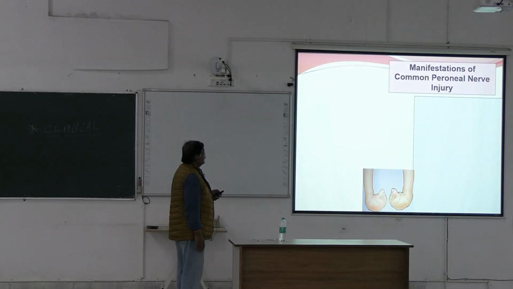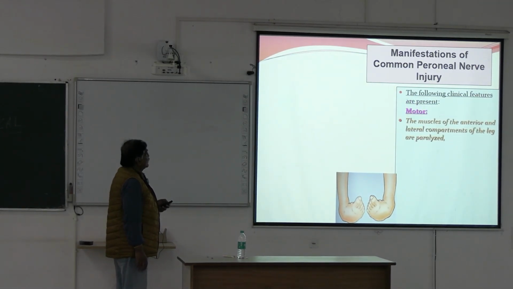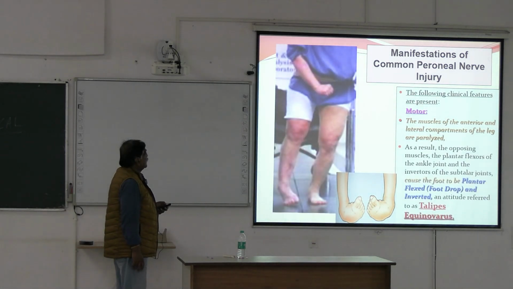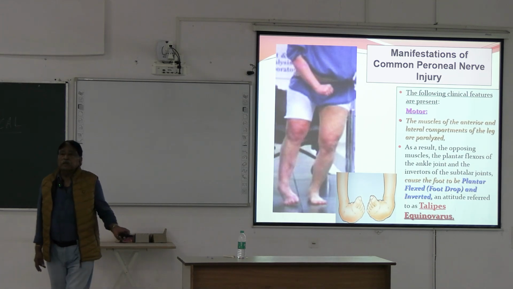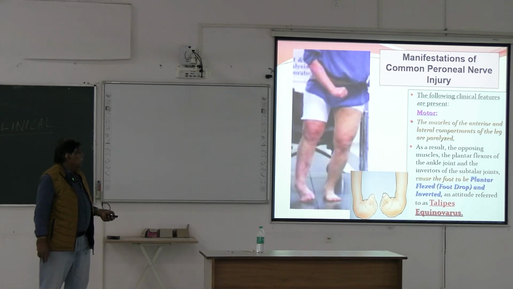Now, manifestations of peroneal nerve injury. The following clinical features are present. Motor: the muscles of the anterior and lateral compartments of the leg are paralyzed. As a result, the opposing muscles, the plantar flexors at the ankle joint and the inverters at the subtalar joint, cause the foot to be plantar flexed, foot drop, and inverted, an attitude referred to as talipes. This is what I told you yesterday in the demonstration room. This is talipes equinovarus.